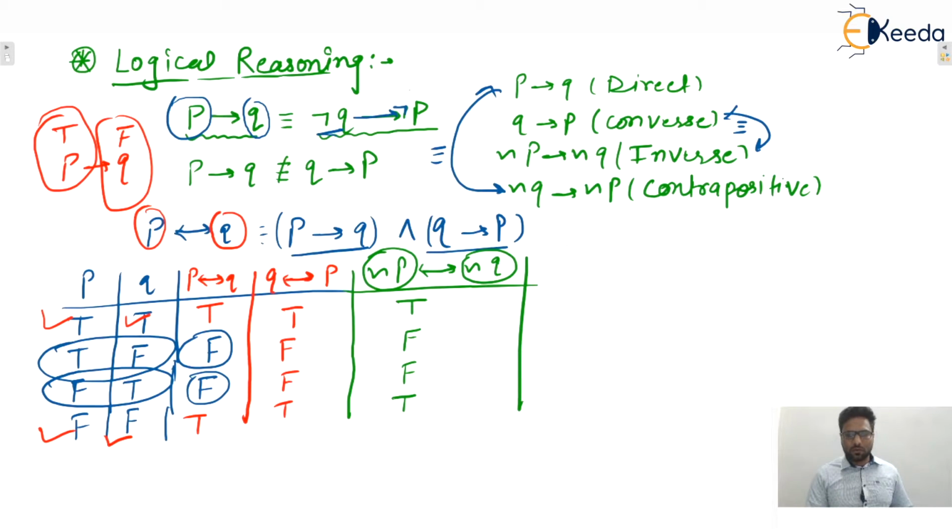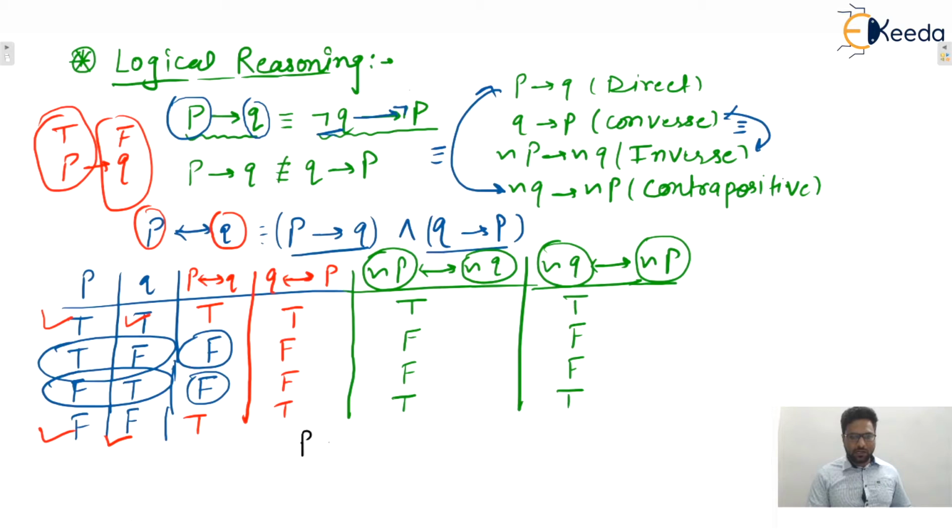Then last one, what will be the truth table of negation Q biconditional negation P? First find out negation Q, then negation P, and then it will be true only. This one will be false, this one will be false, and the last one is true only. Yes or no? So what can we conclude?